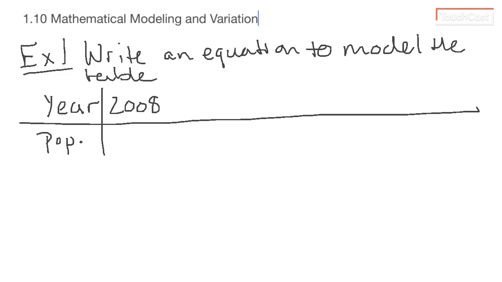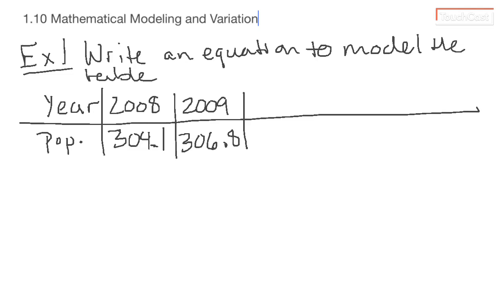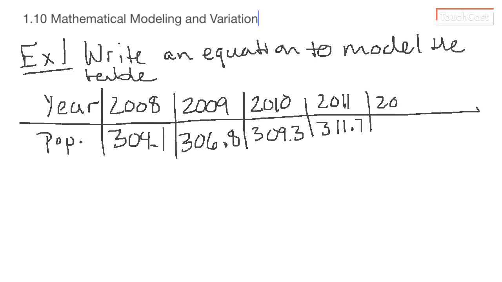So in the year 2008, there were 304.1 million people in the U.S. In 2009, there were 306.8 million. 2010, we had 309.3 million. 2011, there were 311.7. 2012, 314.1.